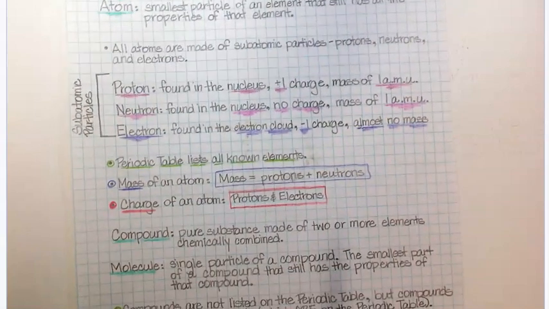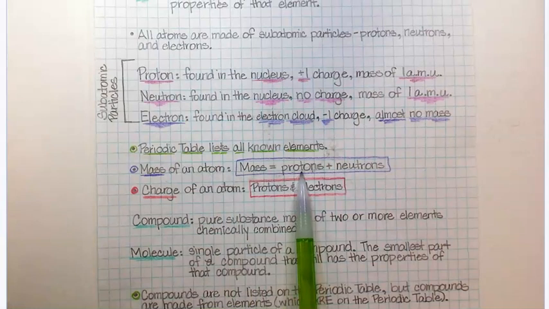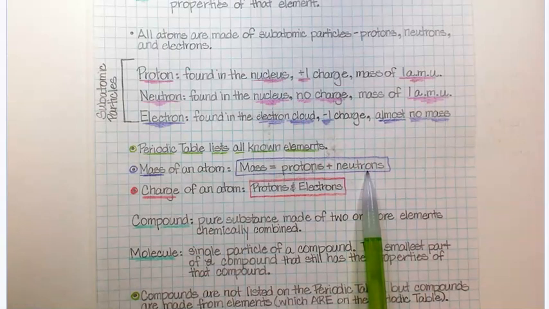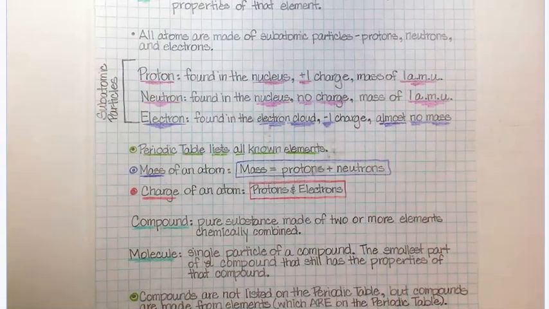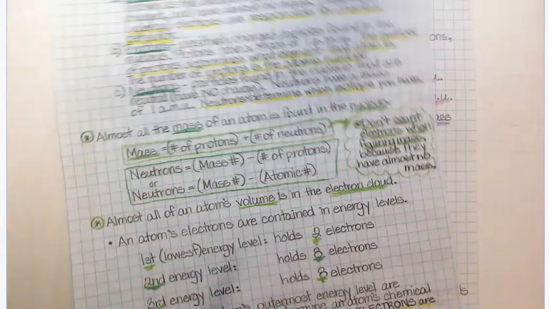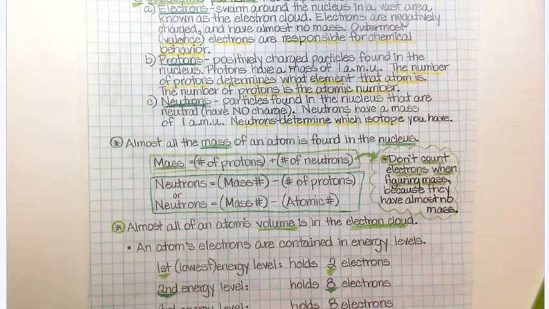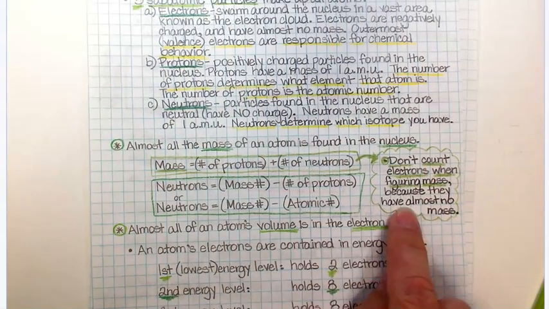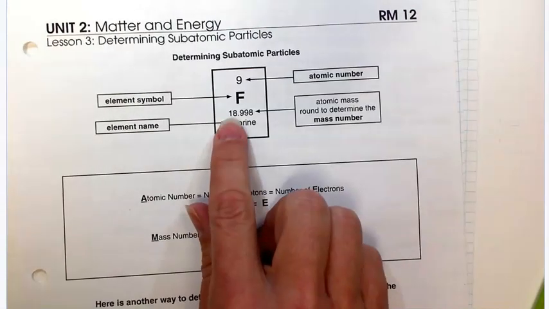All right, now let's talk about mass of an atom. The mass of an atom, you'll need to know protons plus neutrons. You don't consider electrons in the mass because they have almost no mass. Okay, so yes, mass is the number of protons and neutrons together. Again, don't count electrons. But what if you're just looking at a box from the periodic table, like this?